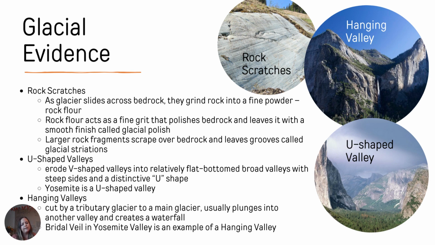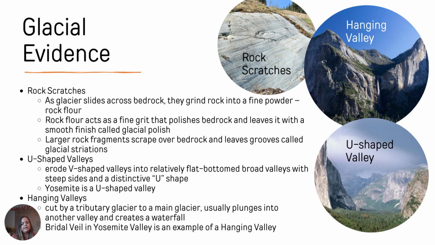We also see U-shaped valleys. U-shaped valleys are created from glaciers eroding previously V-shaped valleys, and V-shaped valleys are created from stream incision. So streams will incise landscapes and create a V, but once a glacier gets plopped in there, it generally starts to carve it into more of a U-shaped valley. And so Yosemite is a U-shaped valley, and there's a picture of one there for you.